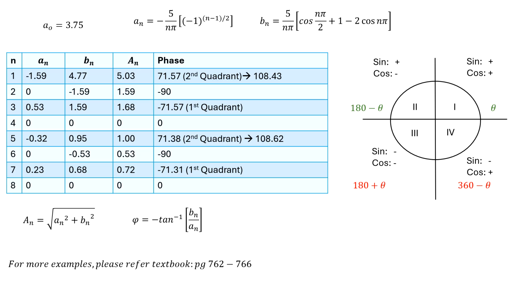Okay, so based on the answers you got for A0, An, and Bn, before you start plotting the amplitude and phase spectra, first you have to construct this table. Let's say we just put n equals 1 up to 8. Then you just substitute the n values for An and Bn, and you get the answer for An. When n equals 1, An is equal to negative 1.59, for example.